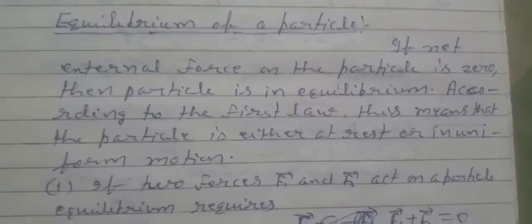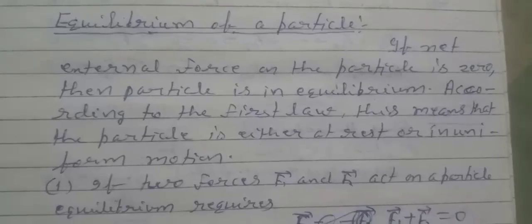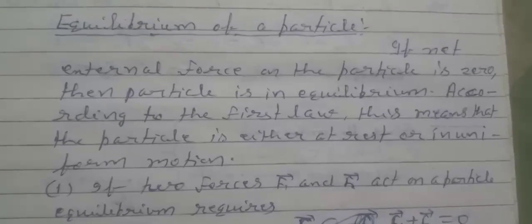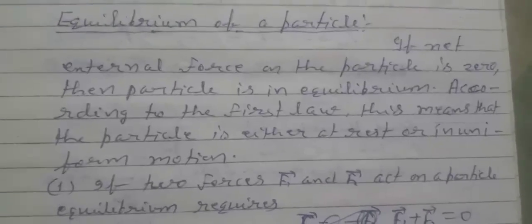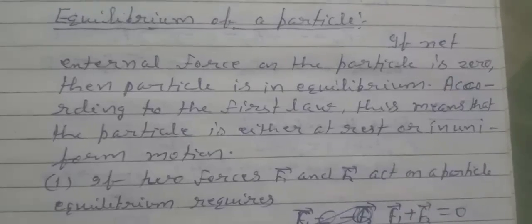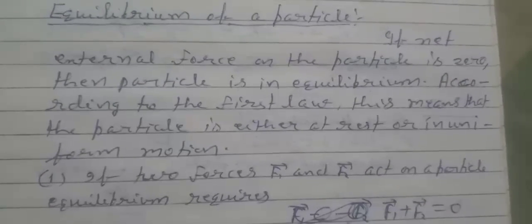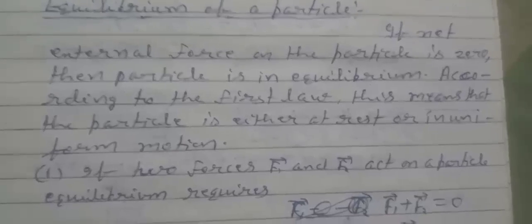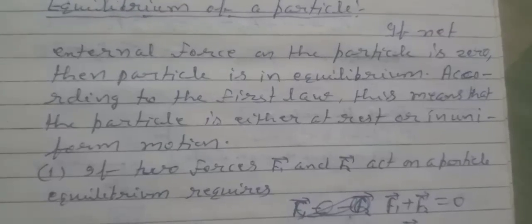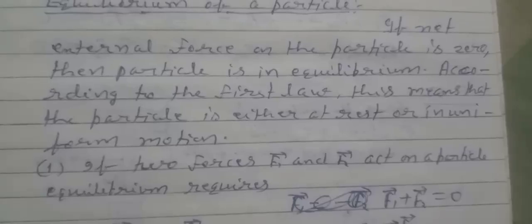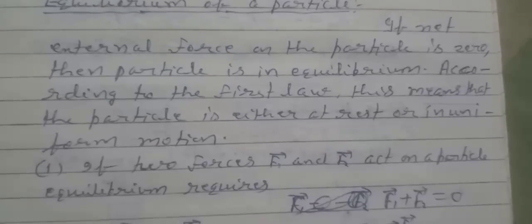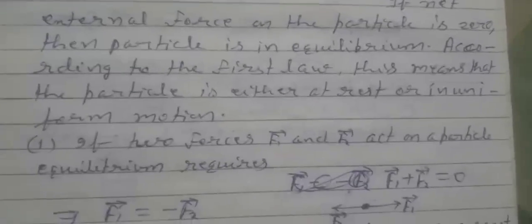Let's start. Now our next topic is equilibrium of a particle. If the net external force on the particle is zero, then the particle is in equilibrium. According to the first law, this means that the particle is either at rest or in uniform motion.